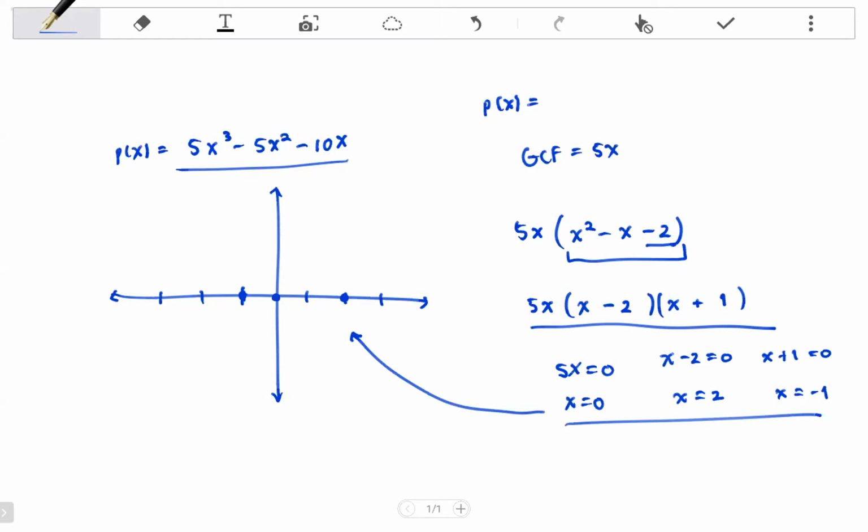Let's move on to the next section, where it talks about positive and negative intervals.